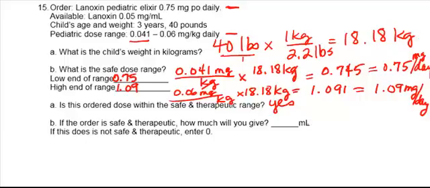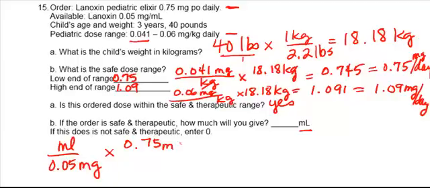We're going to end up with mils, so we're going to start with what's available. We have 0.05 milligrams per mil. Our order is 0.75 milligrams over 1. Cancel out your milligrams, and what we're left with is 15 mils. If by chance this was not safe and therapeutic, you would have entered 0 here and you would not have calculated this.